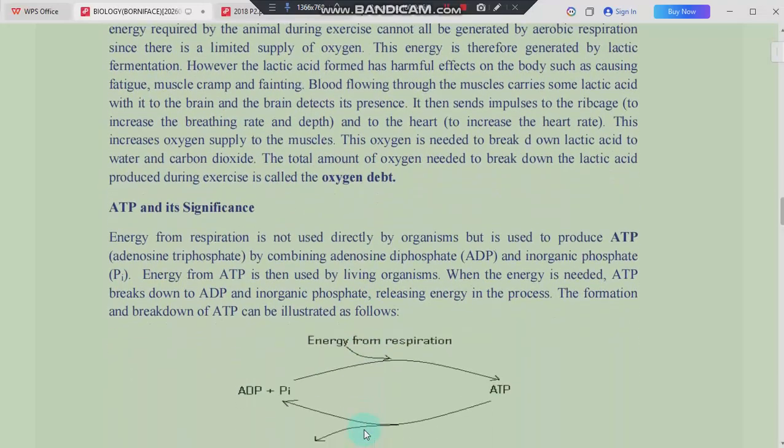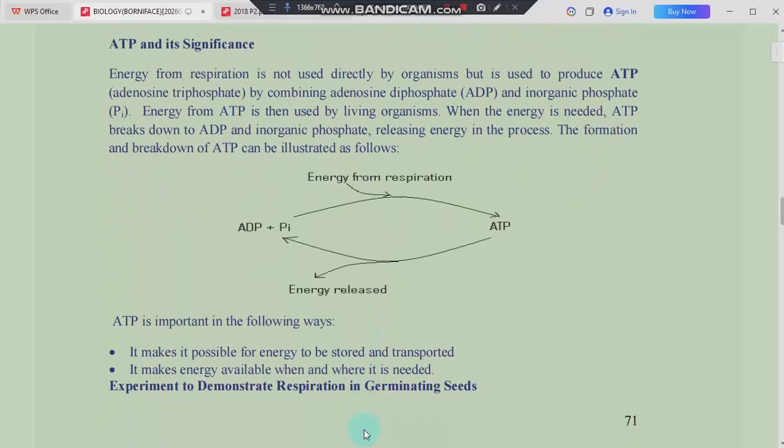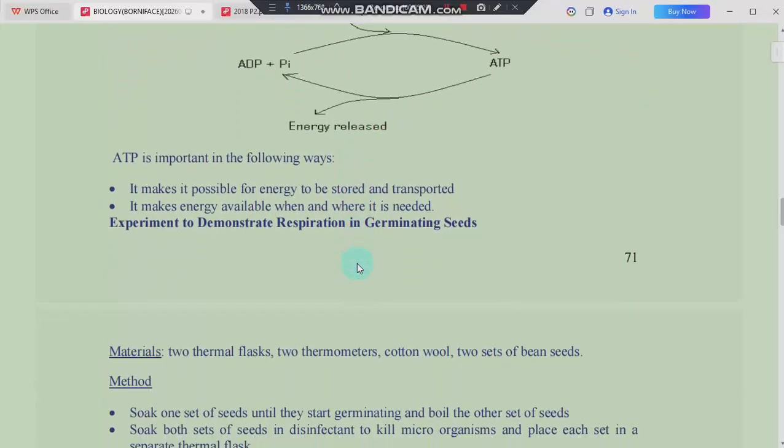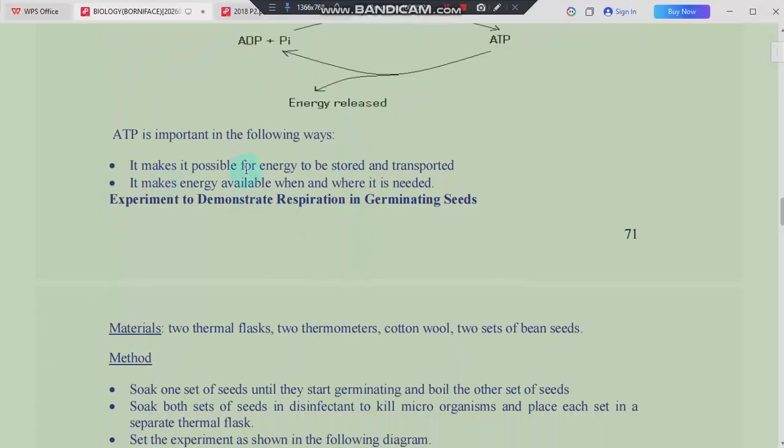Let's now move on to ATP and its significance. So we have ADP, which is adenosine diphosphate, and a Pi. From this, we are going to have one molecule of ATP produced, and this is the one that is going to help release energy. So why is ATP important? It makes it possible for energy to be stored and transported. Remember, we said the energy currency for the body is ATP, right? It also makes energy available when and where it is needed.